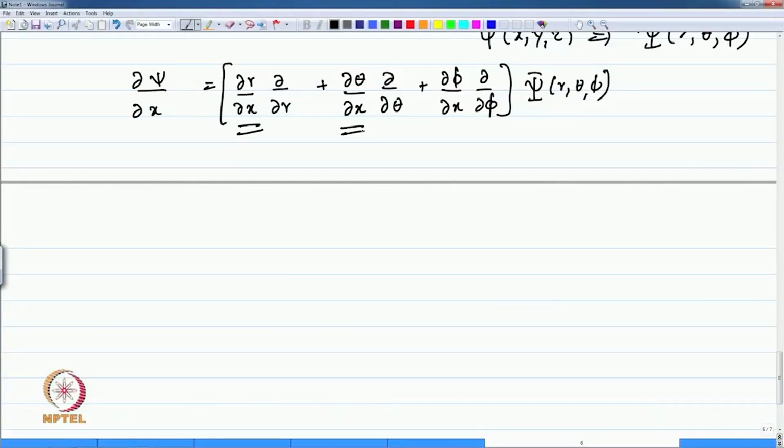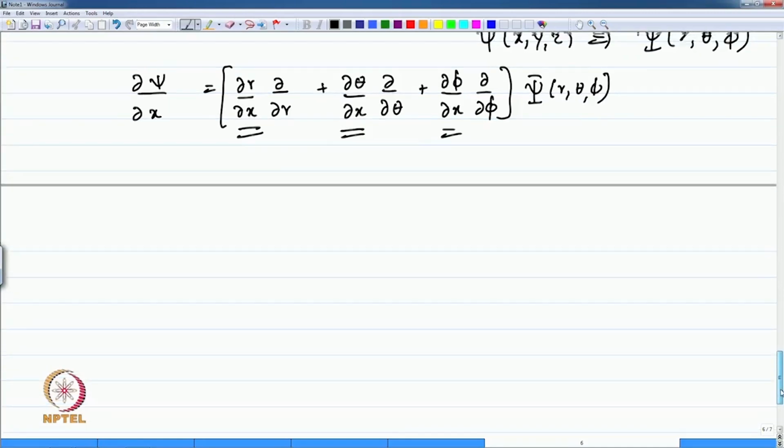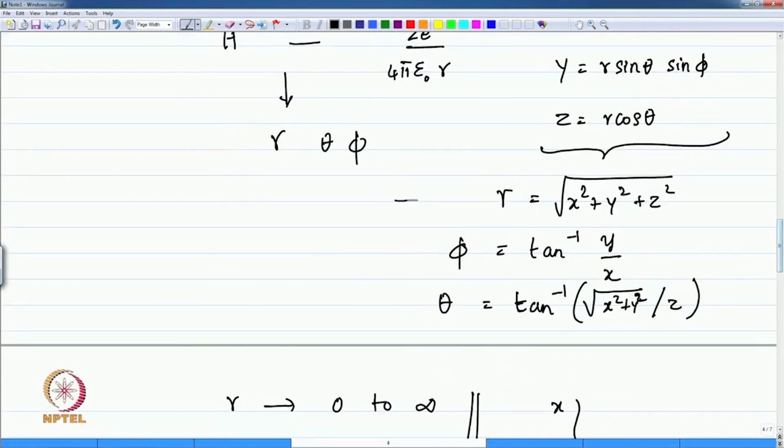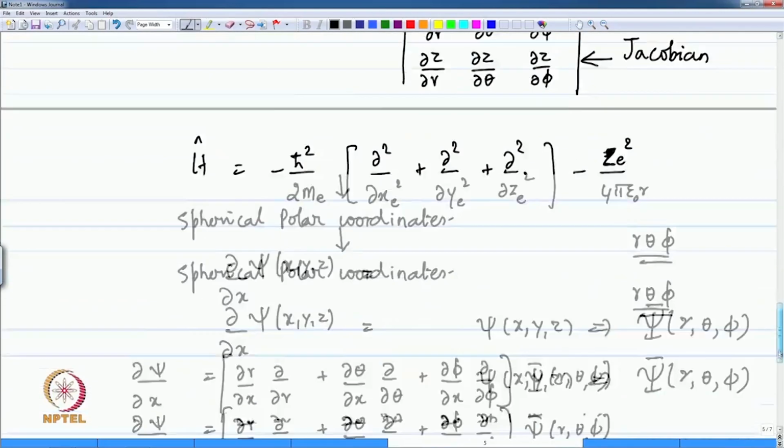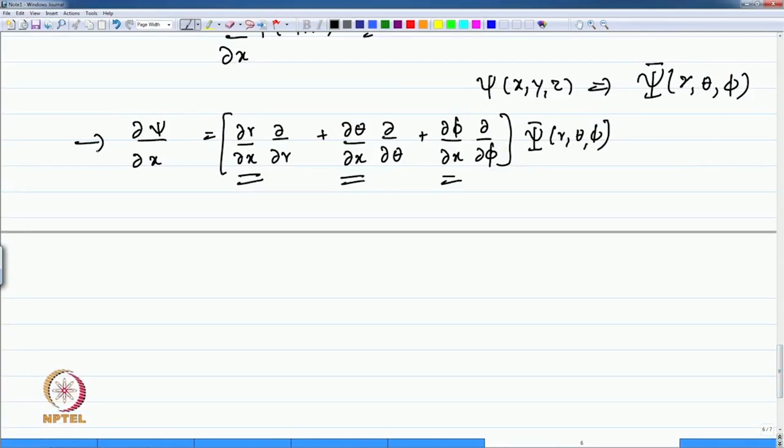And of course, you can calculate ∂r/∂x, ∂θ/∂x and ∂φ/∂x from the inverse relations that you already have. From this you can calculate the derivative of r with respect to x, y and z, the derivative of φ with respect to x, y and z, and the derivative of θ with respect to x, y and z. Therefore, the partial derivatives that you need to calculate for expressing the kinetic energy in the spherical polar coordinate system involve three such quantities, namely ∂²/∂x², which is operating this once more, but being careful that the terms contain already r, θ and φ, and therefore the partial derivatives have to be taken carefully, and you have to do the same thing for ∂²/∂y² and ∂²/∂z².